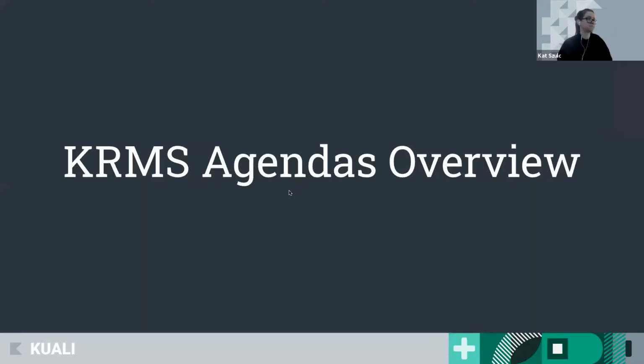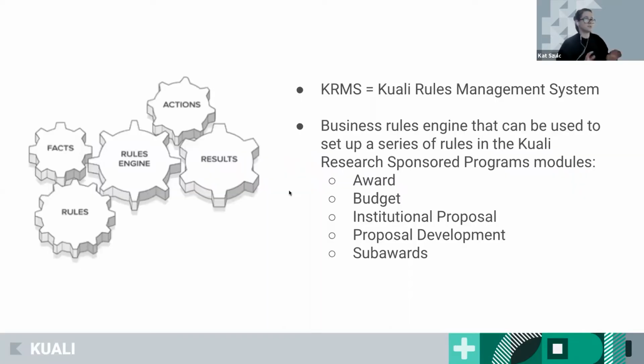So the first thing I want to start with is: what's CRUMBS? I'm sure you've heard folks call it CRUMBS, but you might be wondering what it stands for. CRUMBS stands for Quality Rules Management System. Really, it's a business rules engine that can be used to set up a series of rules in Kuali Research to trigger things or have the system behave in a particular manner.